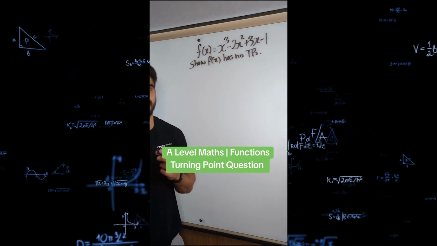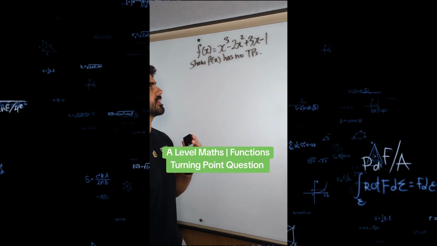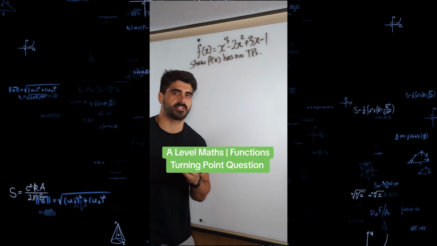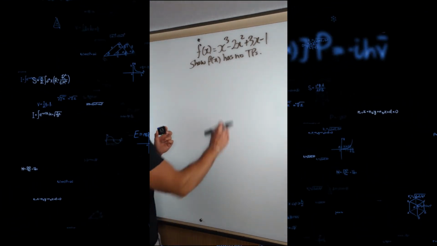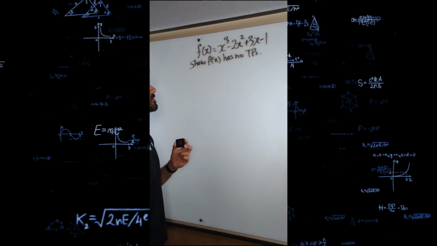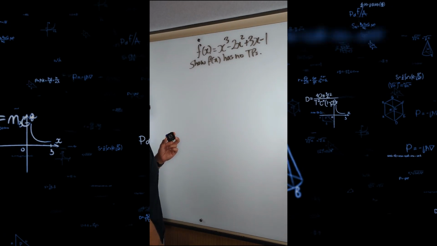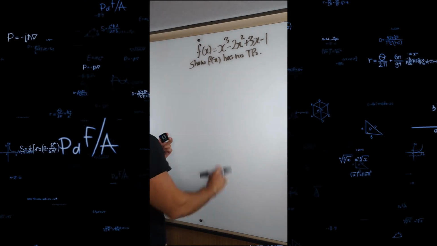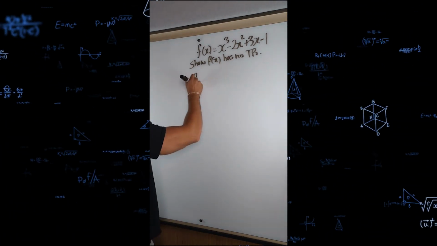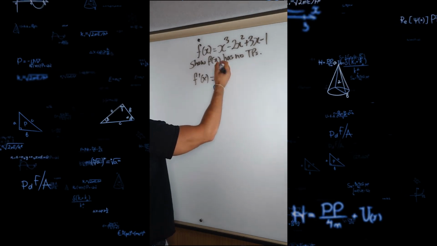Imagine going into year 13 not knowing what a turning point is, mate. It's not looking good. So turning point means gradient equals 0. And then it's saying show that this function has no turning points. So we differentiate. Here's a cheeky 4-mark question.